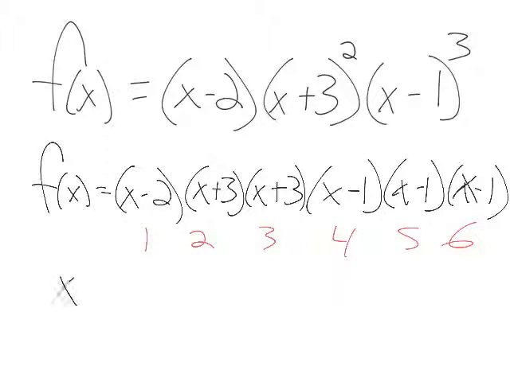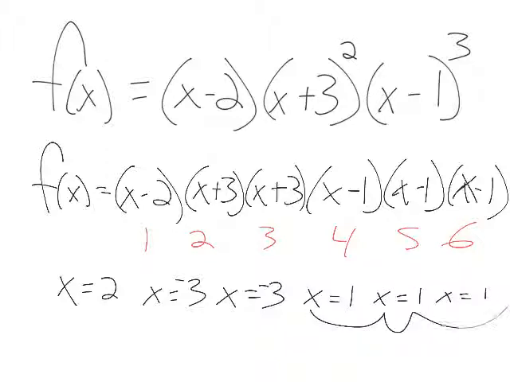So from the first one, I would have x is 2. And then I'm going to get x is negative 3 twice, because I've got 2 separate factors that are that same thing. And then x equals 1 is going to happen 3 times.